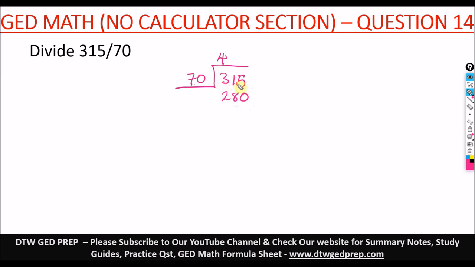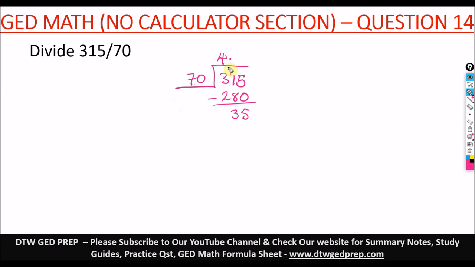We have 4 70s in 315. So we subtract here. We now have 5 minus this, that's 5. Then we can subtract 8 from 11. So we have to borrow 1 here, it's 11. 11 minus 8, we have what? 3, right? So can 70 go in 35? No. So we do what? We add our decimal point.